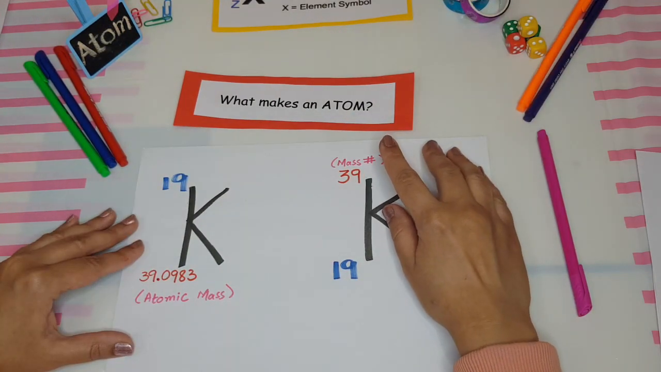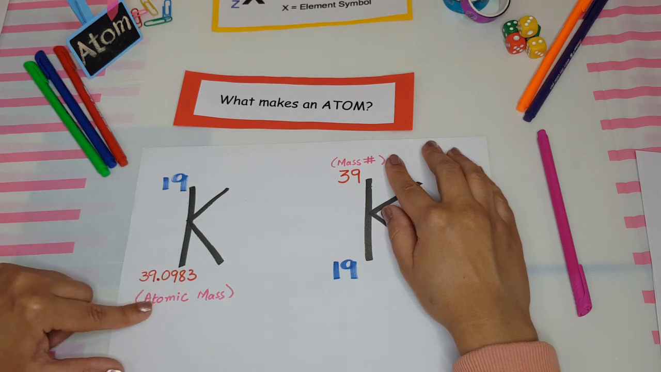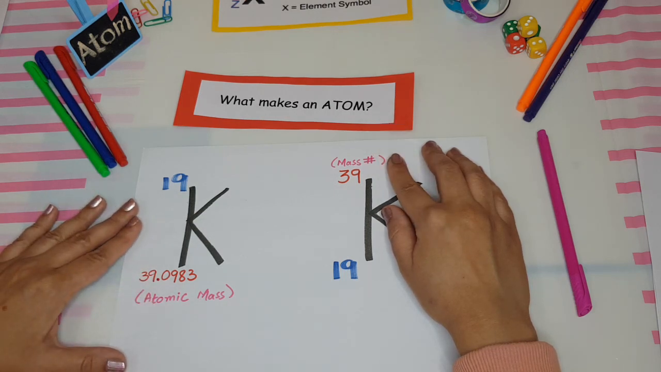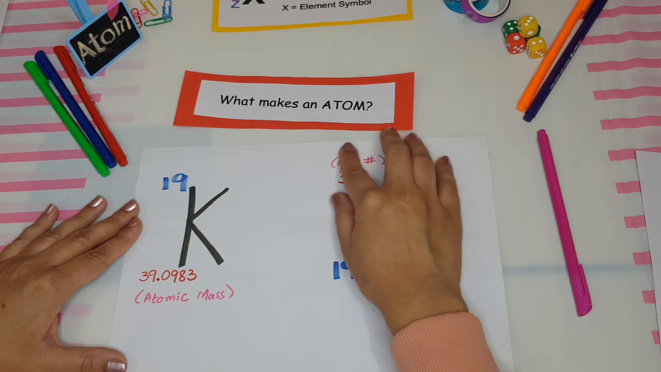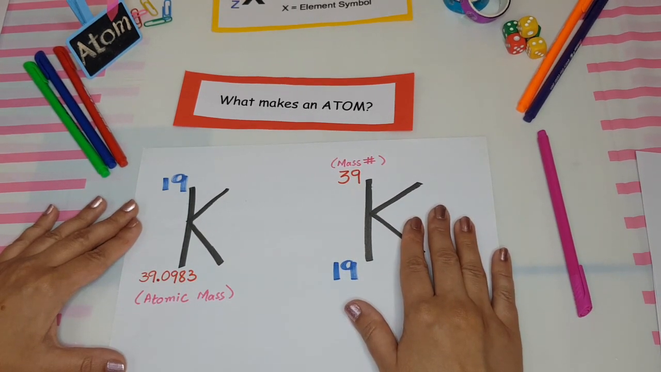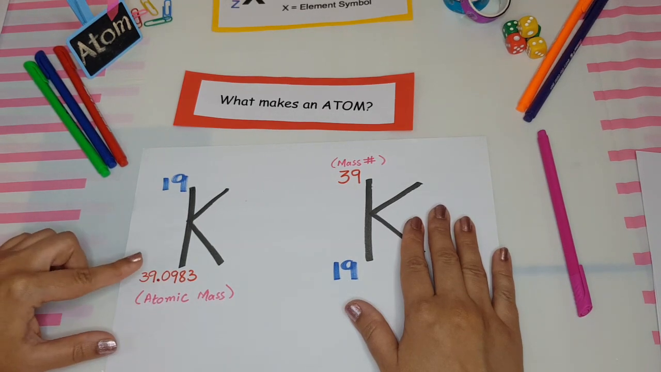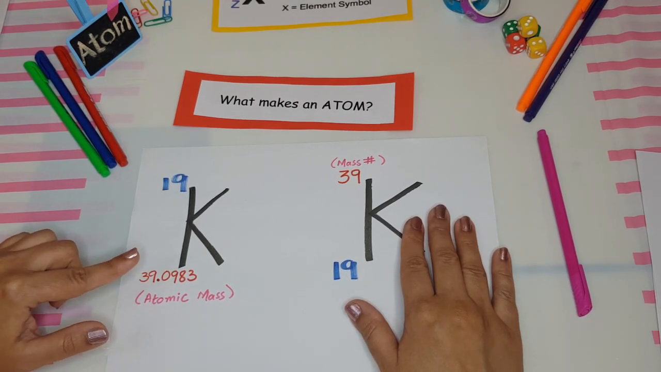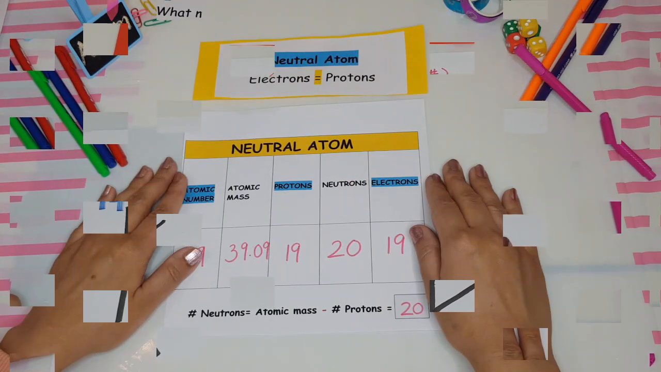Let's see the difference between the mass number and atomic mass. Mass number is the number of protons and neutrons of an element. However, atomic mass is the number of isotopes present of that element.